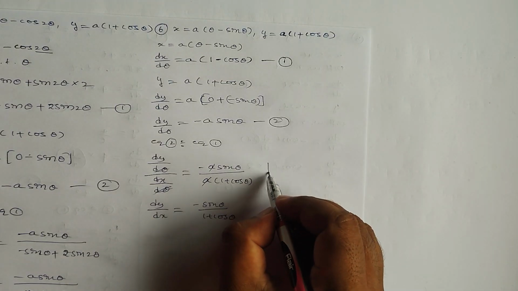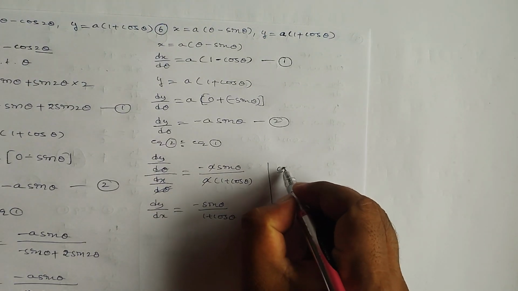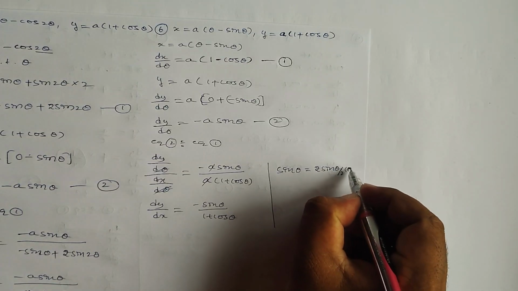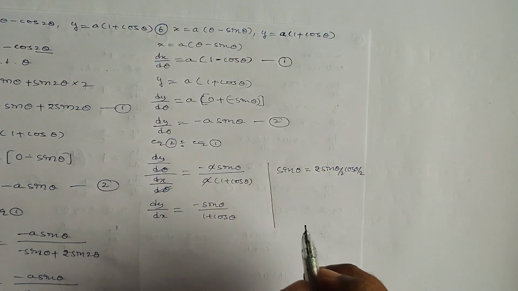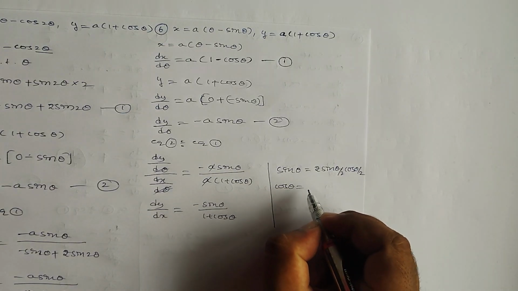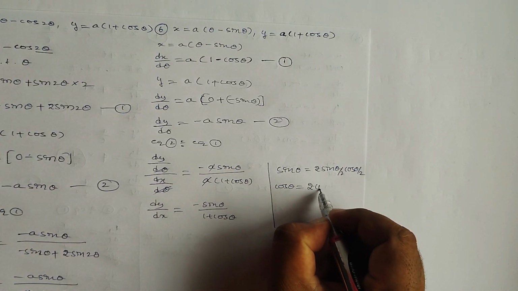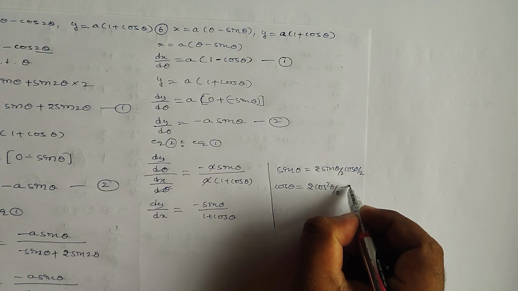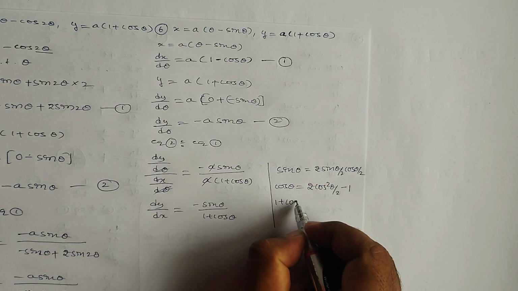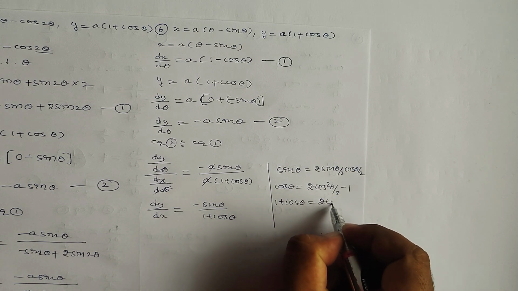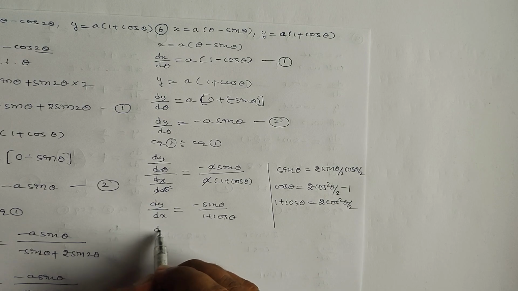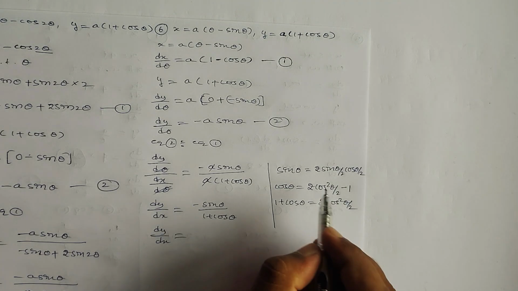Now the formula from trigonometry: sin theta becomes 2 sin theta by 2 into cos theta by 2. Next, the cos theta formula: cos theta is equal to 2 cos square theta by 2 minus 1. Taking minus 1 to this side, that becomes 1 plus cos theta equal to 2 cos square theta by 2. Replace that value. dy by dx is equal to, what is sin theta?